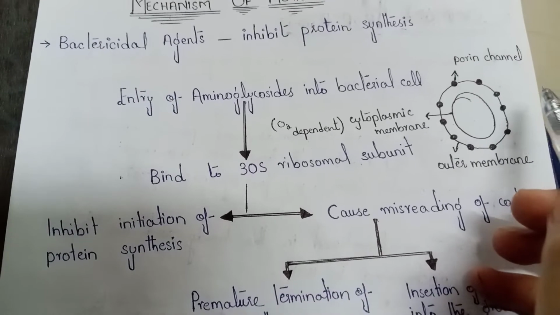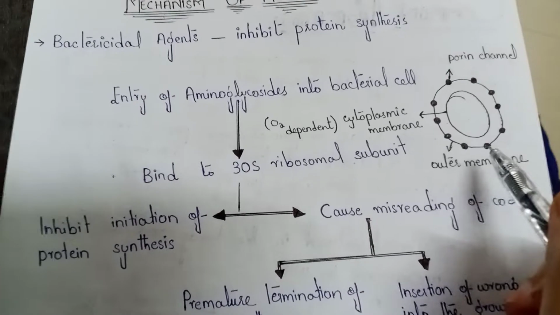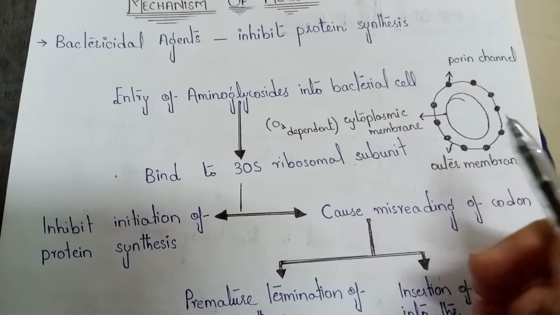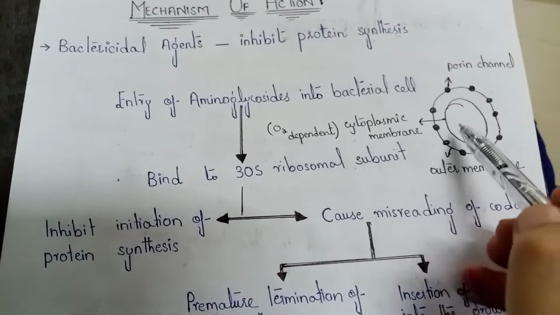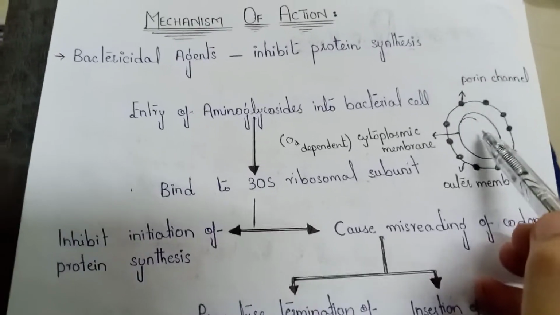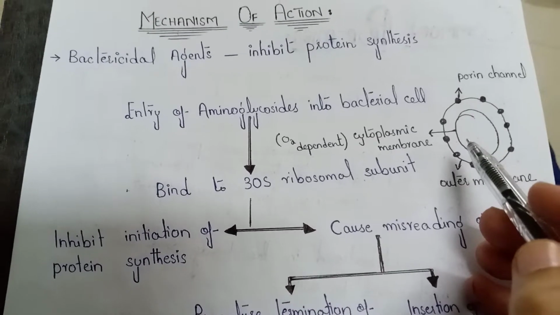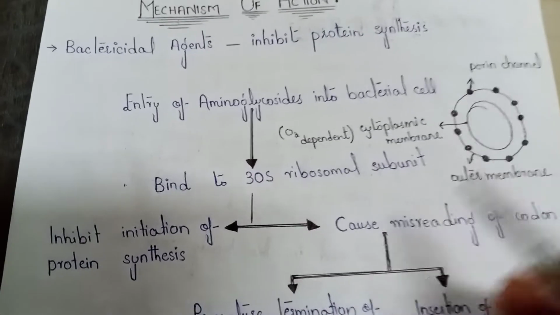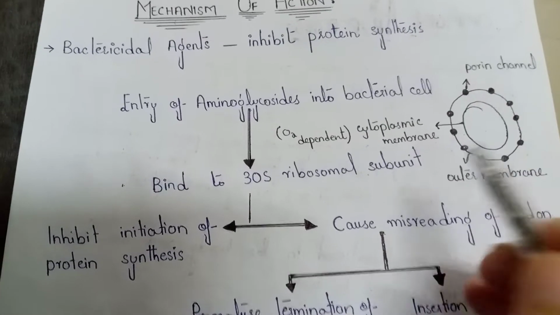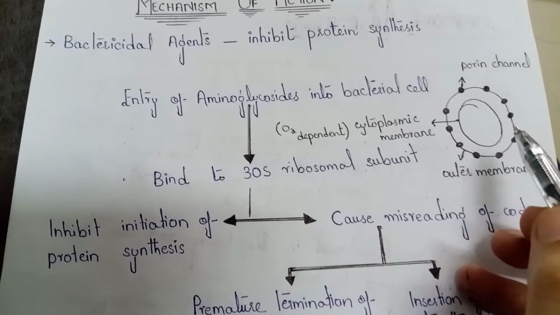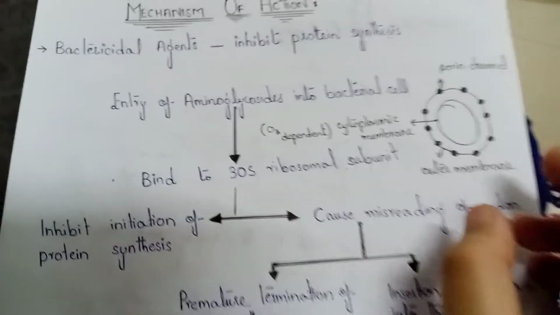So the anaerobic bacteria show resistance to aminoglycosides. And why? Because anaerobic bacteria don't have oxygen. If there is no oxygen, the aminoglycoside can't enter, can't pass through the cytoplasmic membrane, and can't show its effect. So oxygen is essential for their action. In anaerobic bacteria there is no oxygen, so anaerobic bacteria show resistance to aminoglycosides. So aminoglycosides are effective against gram-negative aerobes.